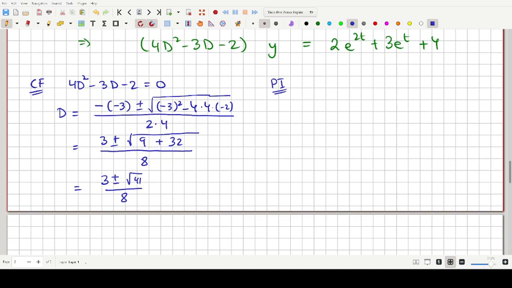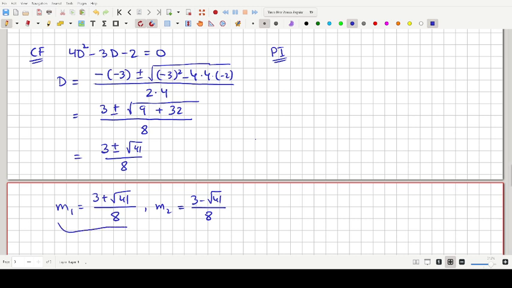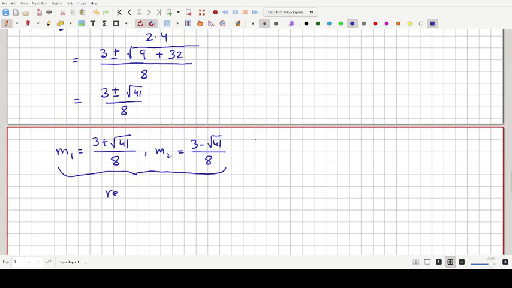And from here we shall get the two roots as m1 equal to 3 plus square root of 41 divided by 8, and m2 equal to 3 minus square root of 41 divided by 8. And you notice that both of these roots are real, real and distinct, real and unequal.